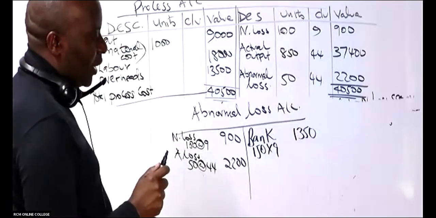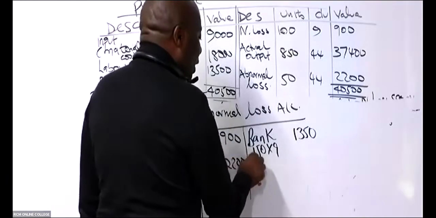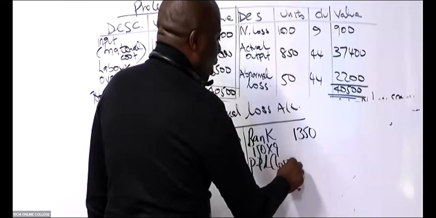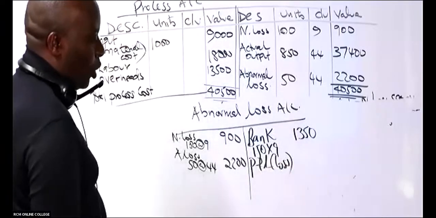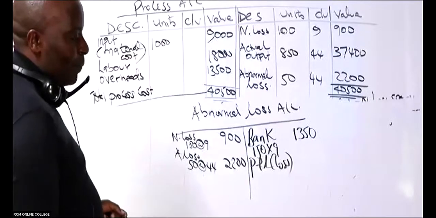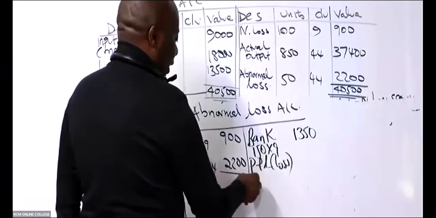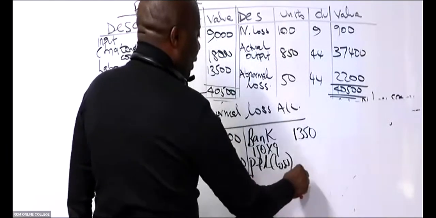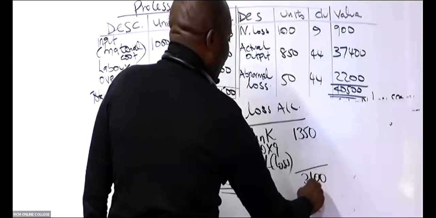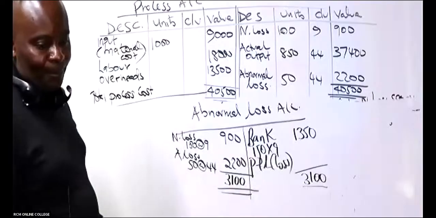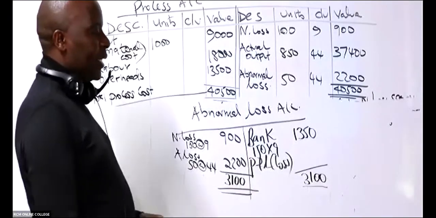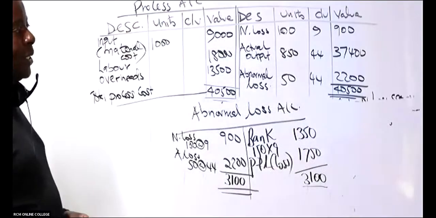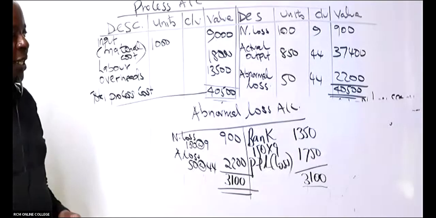So meaning that this will be a loss. The loss here, we shall take to the P and L. The loss on disposal will be the balancing figure. So we'll come here and add. This gives me 3,100. So then what is the balancing figure? The balancing figure, I'm told, is 1,750.